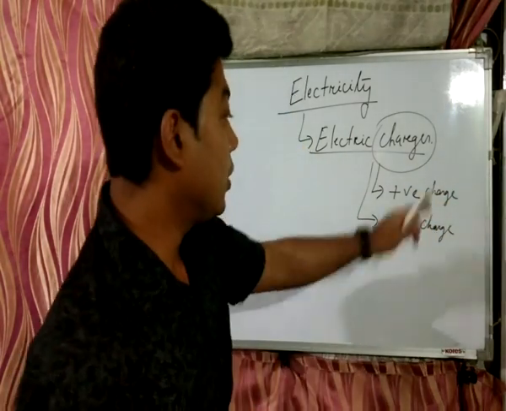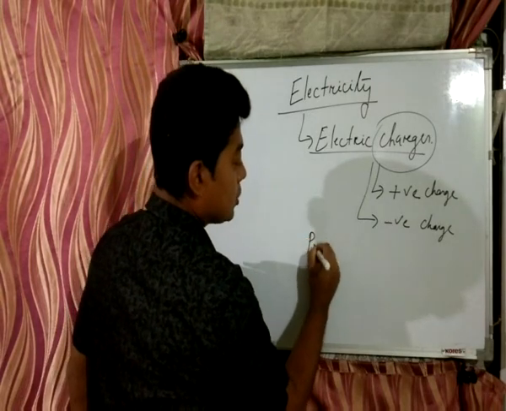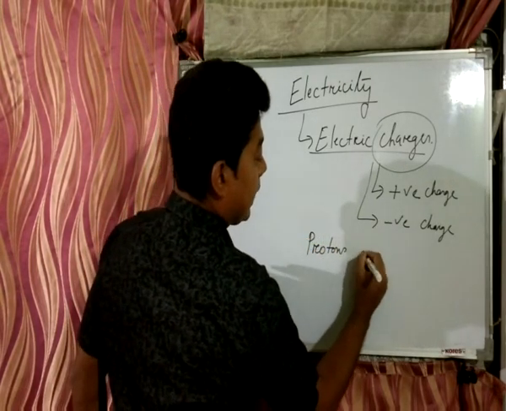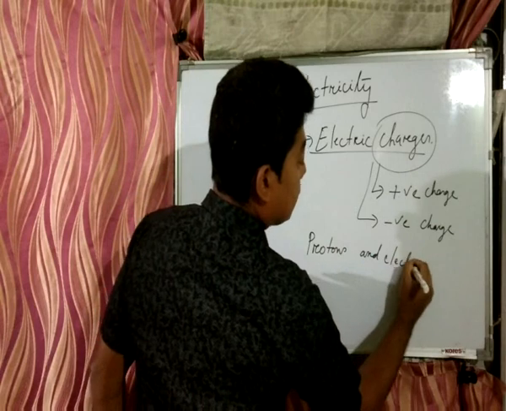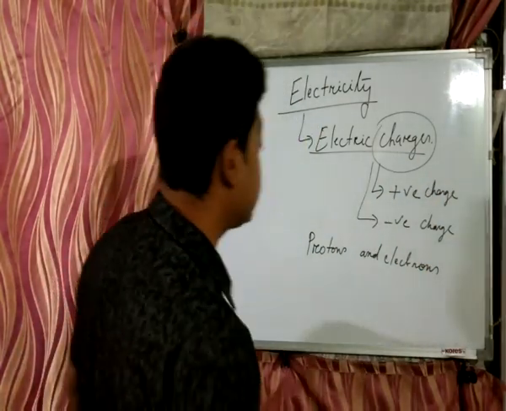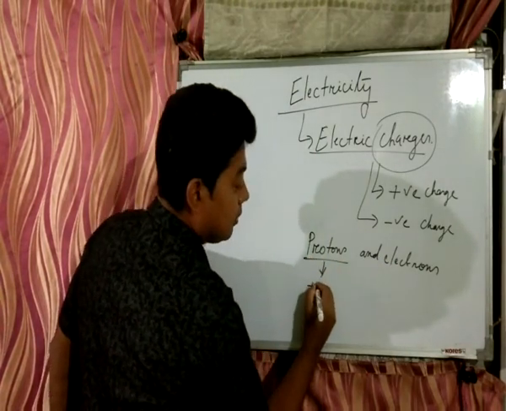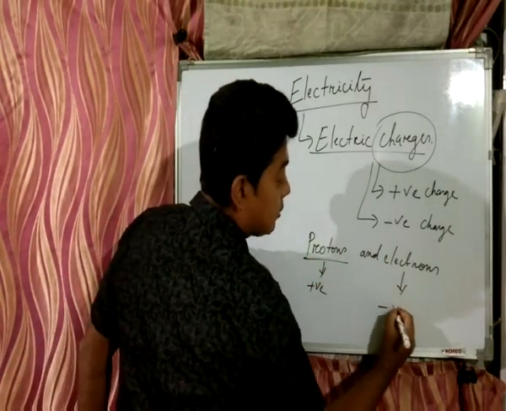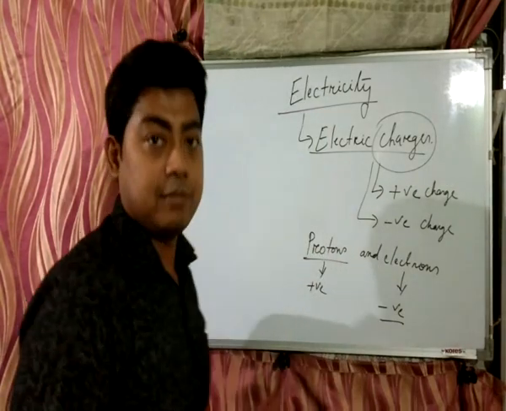Okay, so normally protons and electrons give these positive and negative surges. Protons give positive surge and electrons give negative surges.